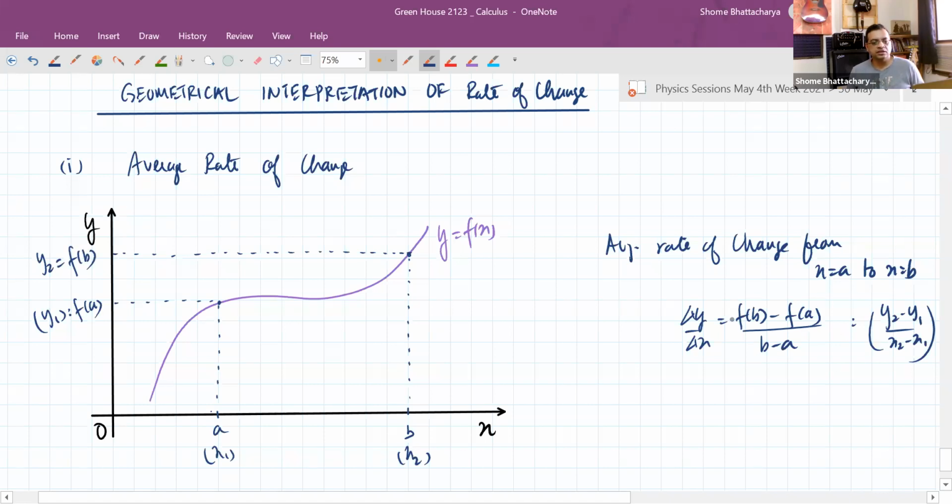Now you can see that the rate of change is the difference of these two quantities, y2 minus y1, divided by the difference of these two quantities. Over here, this is my x2 minus x1, which in this case is equal to b minus a. And the quantity in the numerator, y2 minus y1, is this over here. In this case, it is f of b minus f of a. If you just extend this here, this is my delta y, or y2 minus y1, and this is my delta x.